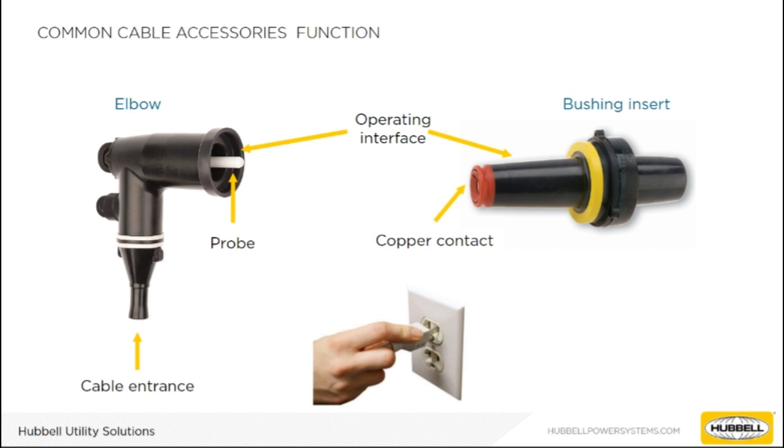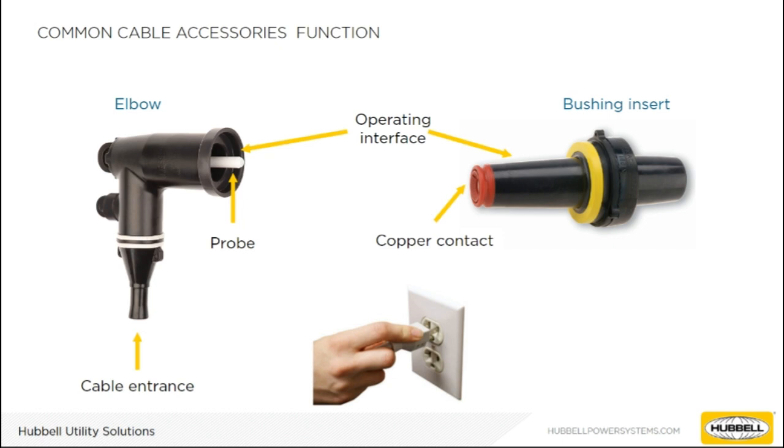Another common underground separable connector is the bushing insert. Like the name implies, the bushing insert screws onto a bushing well in a transformer or switch. It's common for bushing inserts to be pre-installed in these cabinets. The bushing insert's primary components are the interface and its copper contact. The interface is important because it is what the elbow is sealed onto.